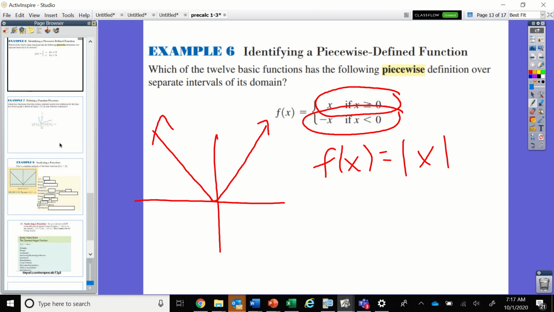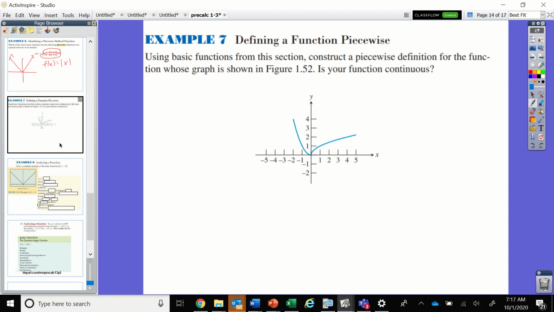All right, let's move on to example 7. And again, see if you can go ahead and pause the video before I go over the example in and of itself.